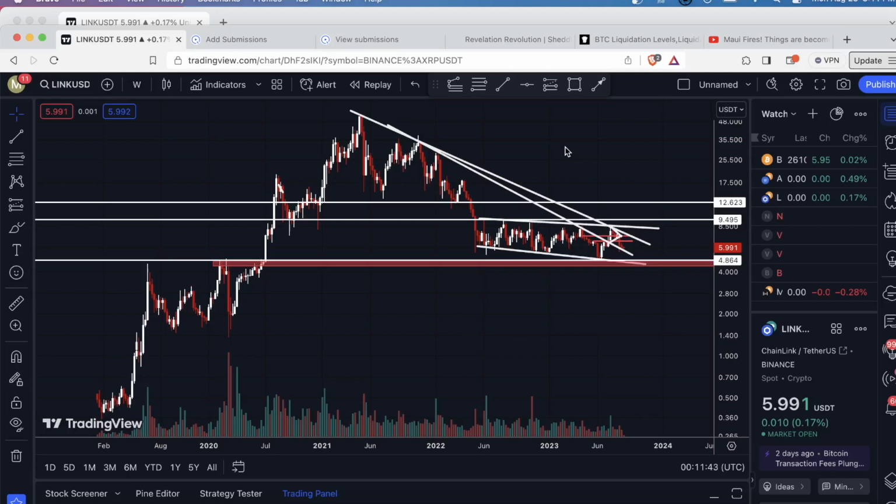I want to take a look at the Chainlink chart. Ticker for this is LINK, and I'm currently on the weekly time frame.